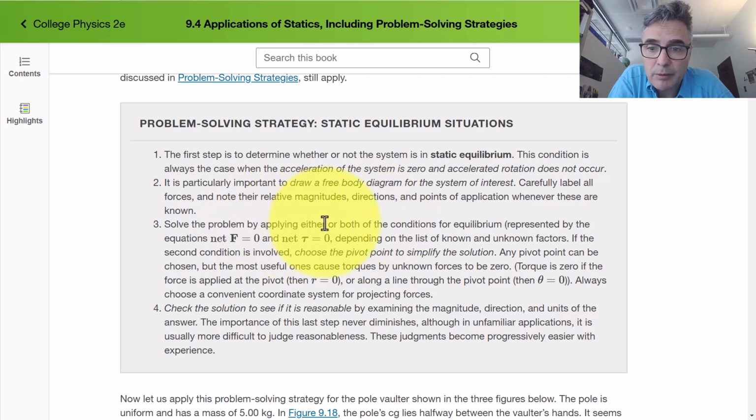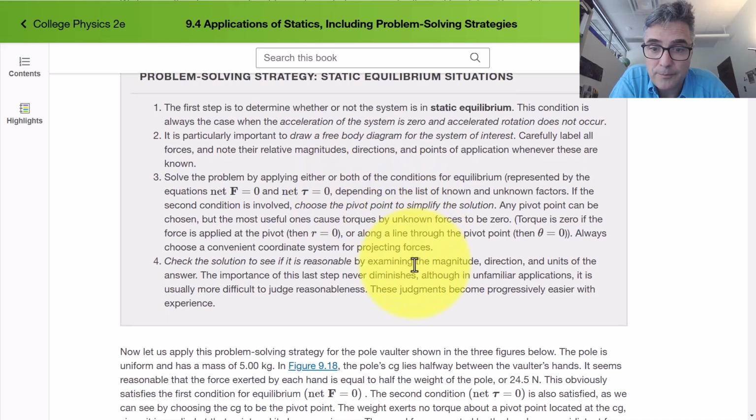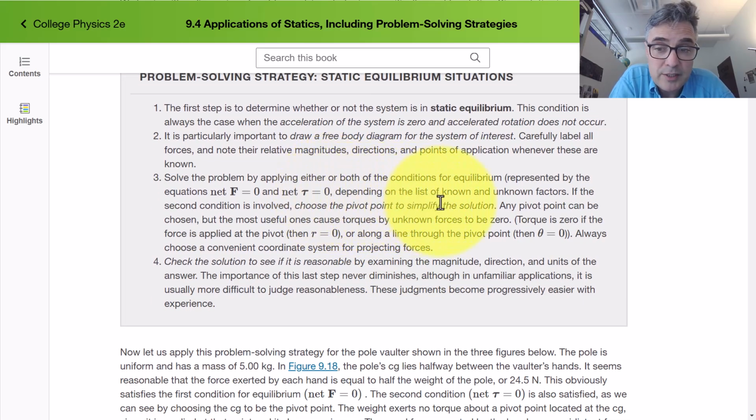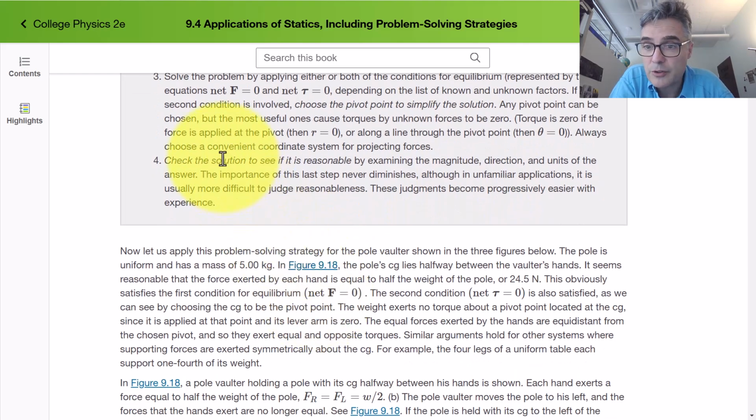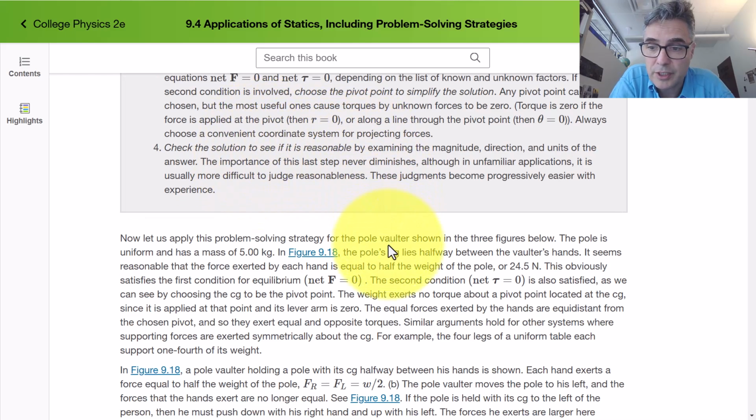And then solve the problem by applying either or both of the conditions of equilibrium. Net force equals 0, and that's really two conditions: the net force in the x direction is 0, and the net force in the y direction is 0. And the third one is that the net torque is equal to 0. And you choose the pivot point to simplify the solution. Any pivot point can be chosen, but the most useful one causes torques by unknown forces to be 0. And of course you do your sanity check to see if the solution is reasonable.